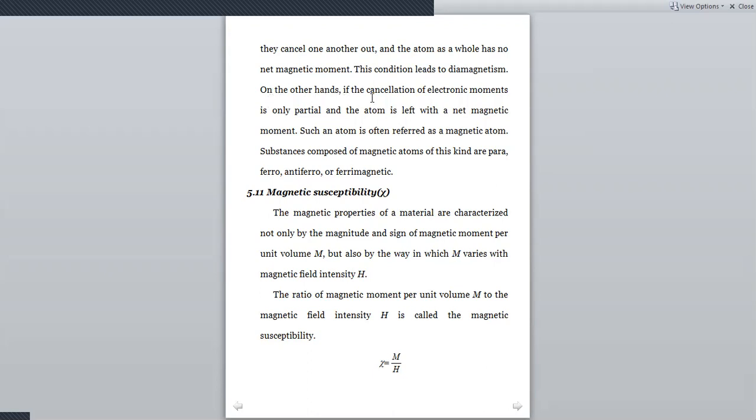On the other hand, if the cancellation of electronic moment is only partial and the atom is left with a net magnetic moment, such an atom is often referred to as a magnetic atom. Substances composed of magnetic atoms of this kind show para, ferro, and antiferromagnetism. This means if the atom has a certain amount of magnetism, it belongs to one of these categories.